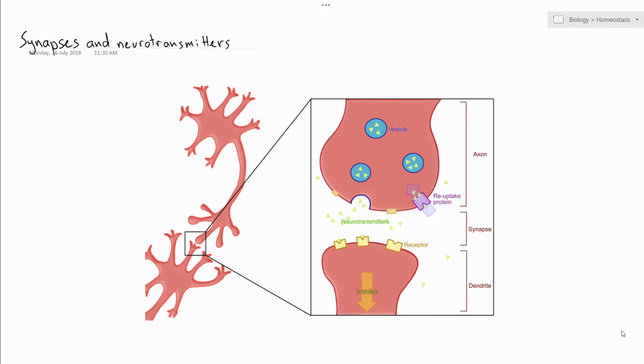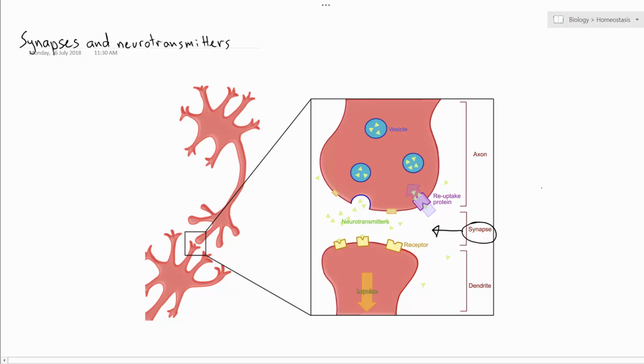The term synapse refers to a meeting point between two neurons. Now, although the two neurons meet, they don't actually touch or connect as such. There's a gap in between, and that meeting point is called a synapse. So we've got it labeled here in the diagram, this is our synapse here.